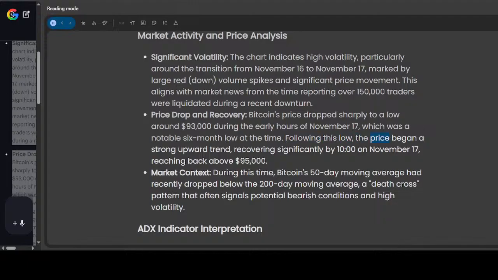Following this low, the price began a strong upward trend, recovering significantly by 10 o'clock on November 17, reaching back above $95,000. Market context. During this time, Bitcoin's 50-day moving average had recently dropped below the 200-day moving average, a death cross pattern that often signals potential bearish conditions and high volatility.